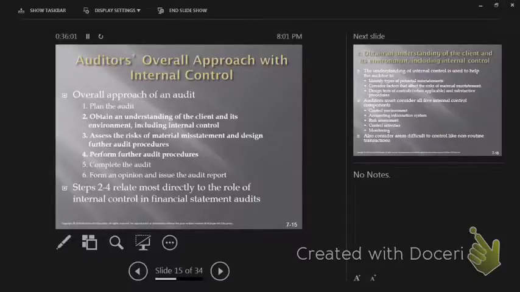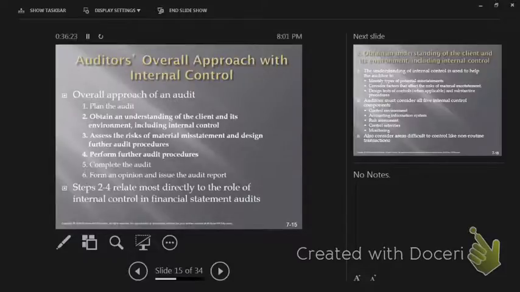So how do we plan an audit? We go out there, and the first thing we do is what we've just been talking about. We obtain an understanding of the environment, which is what we talked about in Chapter 1. Then we went to Chapter 2, Chapter 5, and back to Chapters 3 and 4, understanding what we're looking at.